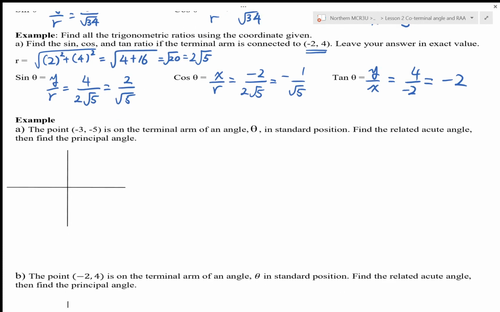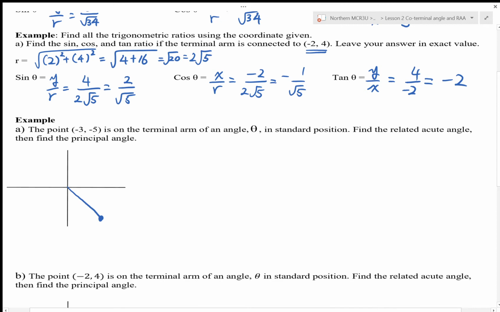It actually asks you to find the actual angle, I believe. So it says the point (-3, -5) is on the terminal arm of an angle theta in the standard position. Now find the related acute angle, then find the principal angle. So basically, the related acute angle is the angle between your terminal arm and the x-axis. The principal angle is how much you actually rotate from your standard position, or the initial arm. So in this case, (-3, -5) is somewhere along down here.